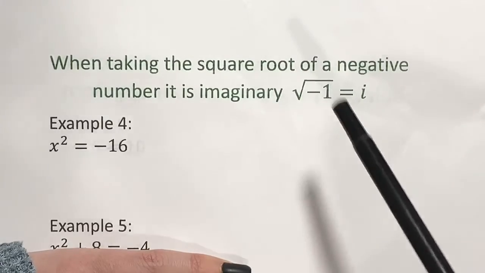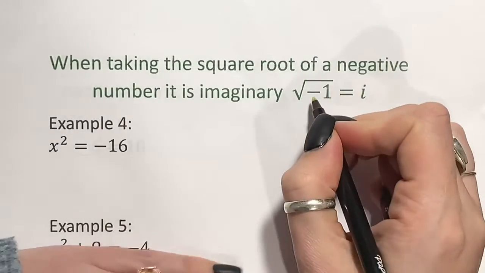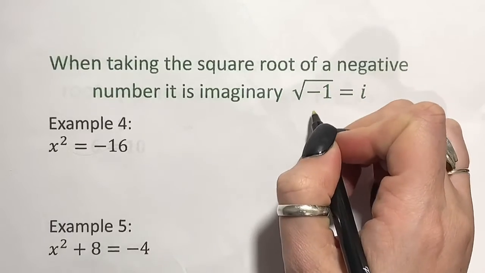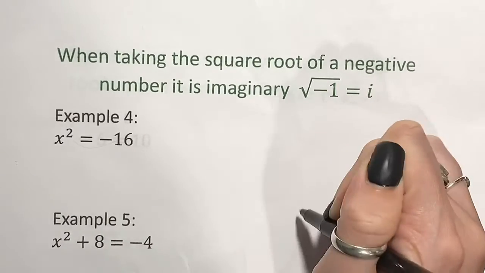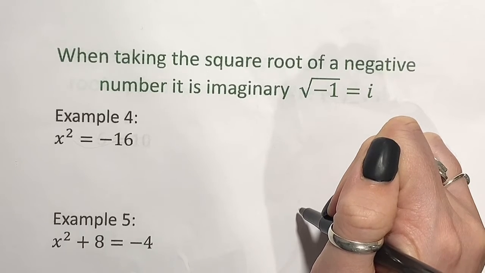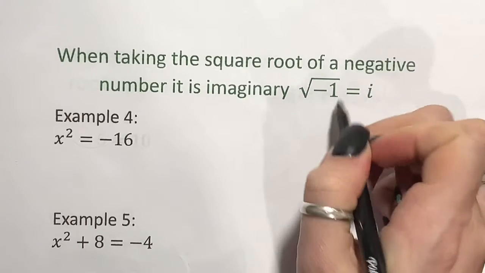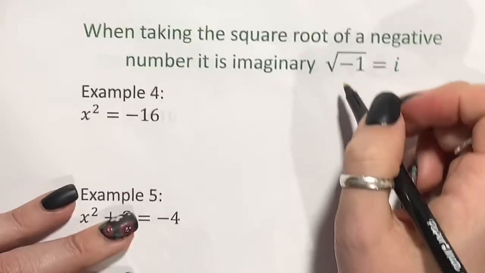So what we do is we say that whenever we come across the square root of -1, we use this little i right here. And that's going to be kind of like a little variable we're going to use to work our way around taking square roots of negatives. So here's how we do it.